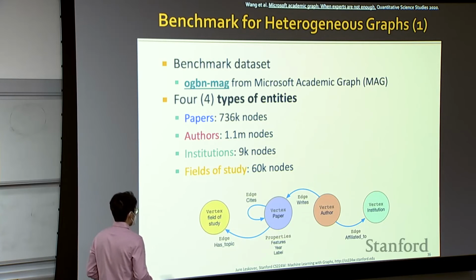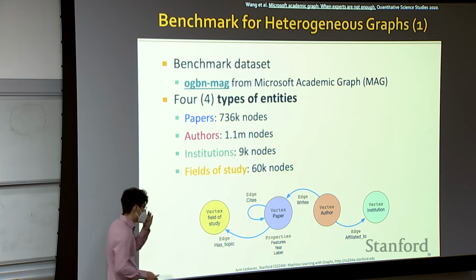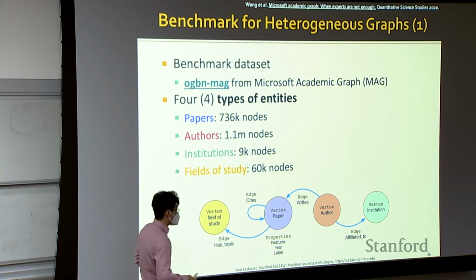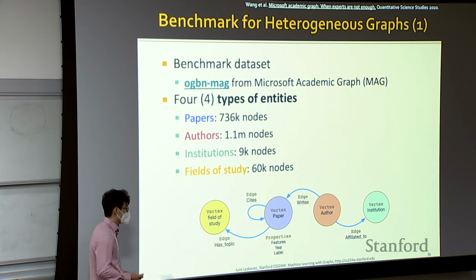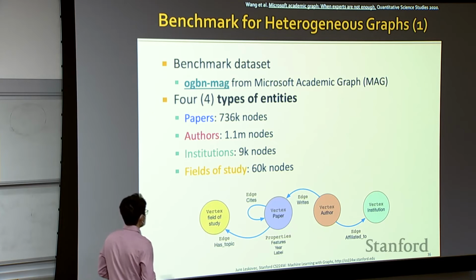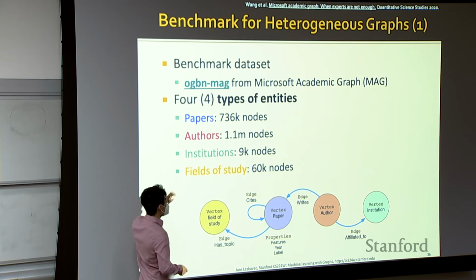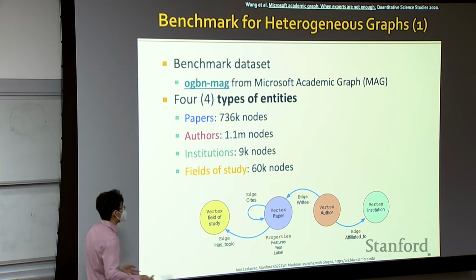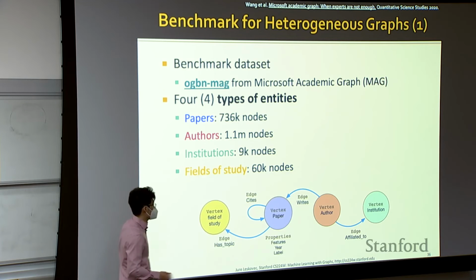And next, we're going to talk about a specific benchmark dataset, as I motivated earlier, that is widely used in the literature, and you could potentially consider in your course project as well. This is called the Microsoft Academic Graph. It has around 1 million paper nodes and around 1 million author nodes. There are also institutions and fields of study nodes. So now we see there are 4 different node types in this particular graph.